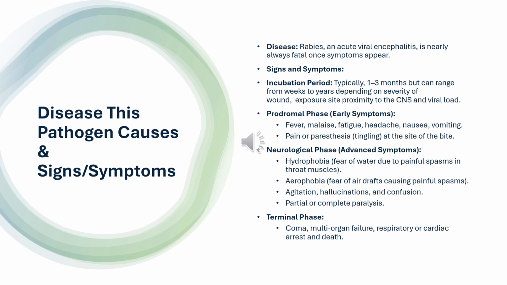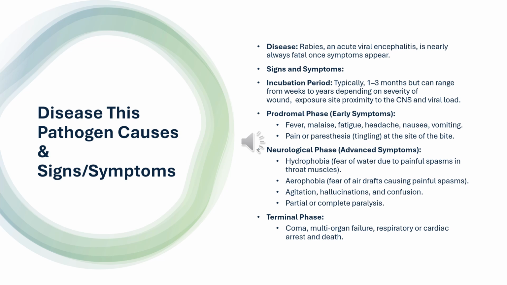The early symptoms are called the prodromal phase, in which patients will generally come in with fevers, malaise, which means they're just generally overall tired, headache, nausea, vomiting. They also may have pain or paresthesia, which is like tingling at the site of the bite.